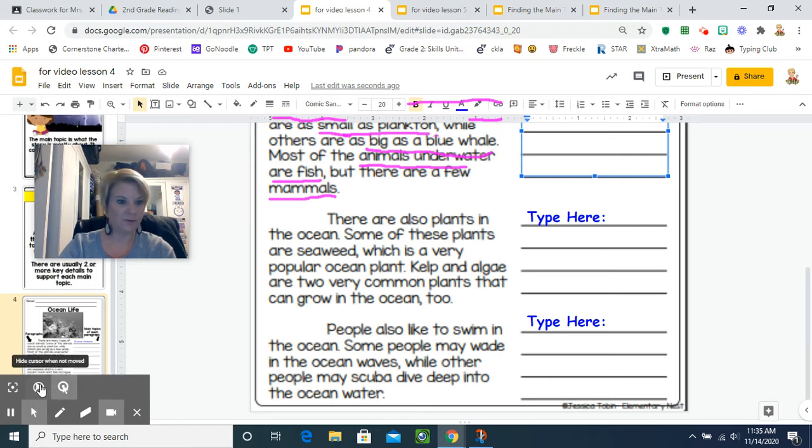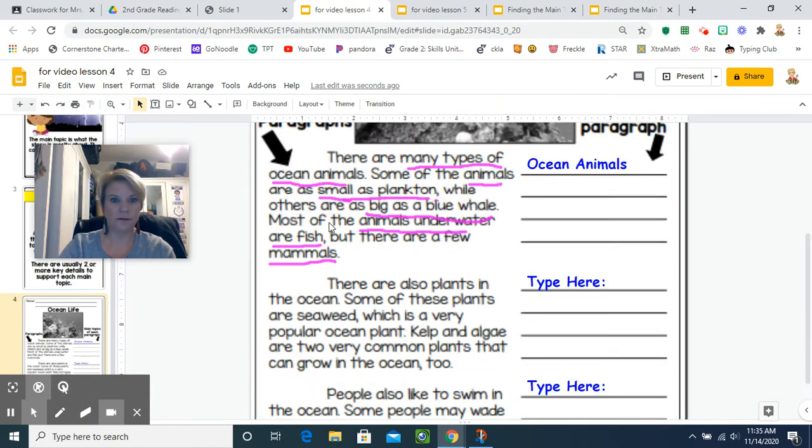Let's see if I can use this cool highlighter. Well, maybe not. No? Okay, I'll just go back and do it normal.